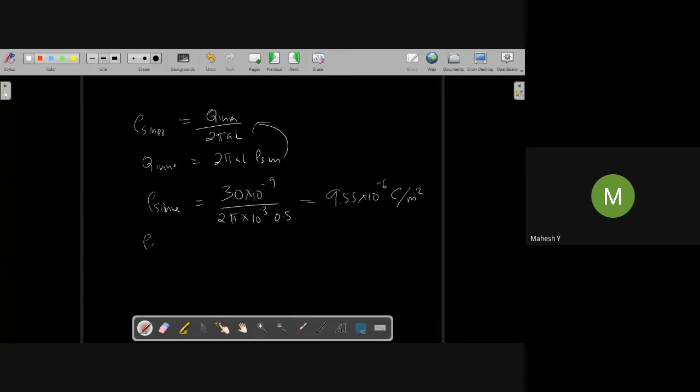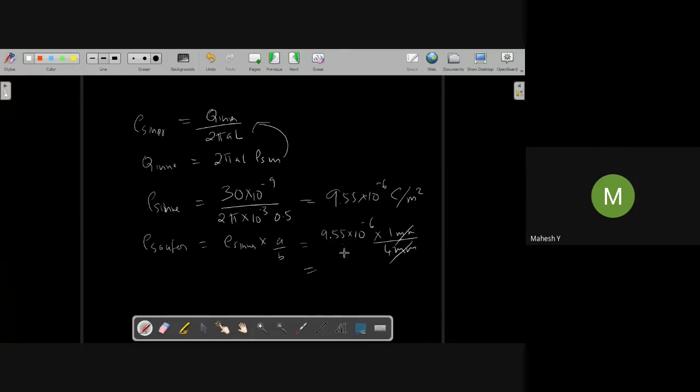So rho s outer, how to find the value of rho s outer? Rho s outer is equal to rho s inner into A by B, right? So that will be 9.55 into 10 raised to minus 6 into A is 1 mm divided by, or 1 into 10 raised to minus 3 divided by 4 into 4 mm. So mm cancels, or 10 raised to minus terms cancel. So 9.55 divided by 4.